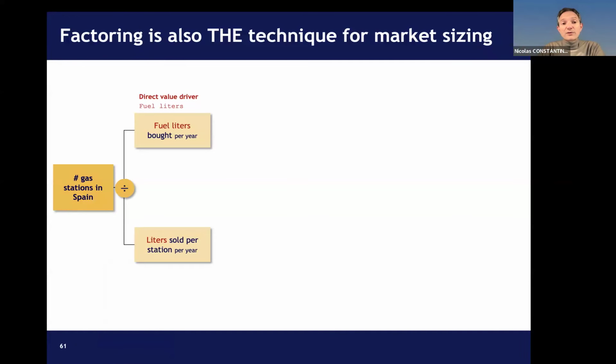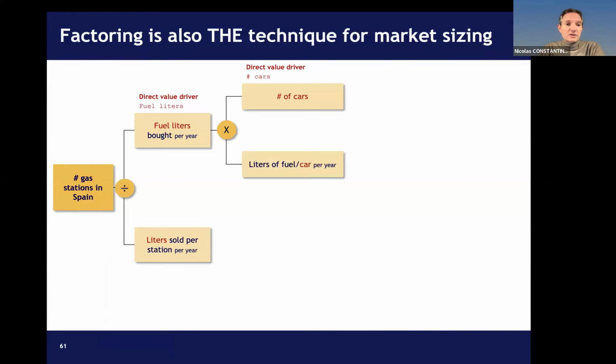Now, what drives the number of fuel liters bought per year? Probably the number of cars out there. So that's equal to number of cars times liters per car per year. And what drives the number of cars? Probably the number of people in the country. So number of people times the number of cars per person.